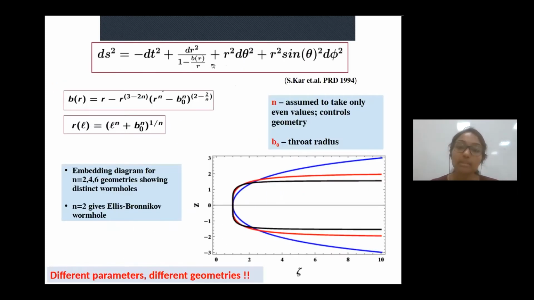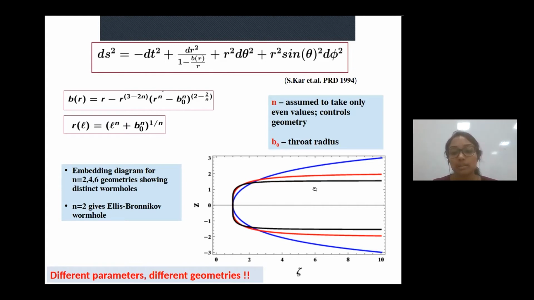So this is the metric that was discussed in this 1994 paper by Shan et al. In this wormhole geometry, B of R is basically the shape function of the wormhole. And the radial coordinate R is related to the tortoise coordinate L by a relation like this. The two parameters that control the geometry are N and B naught. N is assumed to take only even values and controls the geometry of the spacetime. And B naught is nothing but the throat radius.